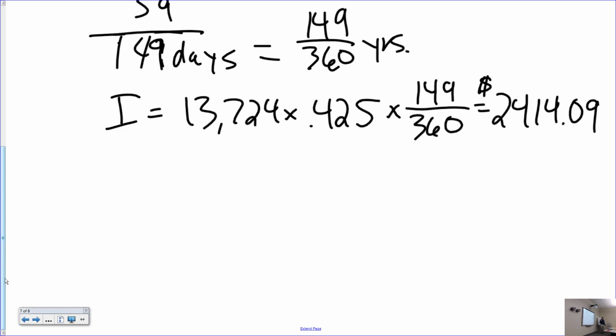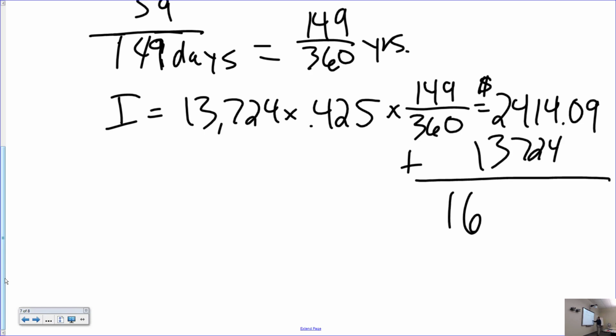Is that what everybody else got? Am I done? What did it ask? How much do I have to pay? I do have to pay the interest. What else do I have to pay? Principal. Yeah, the $13,724 that I borrowed initially. So how much am I really going to pay on February 8th? $16,138.09.